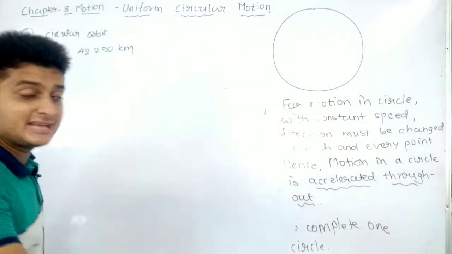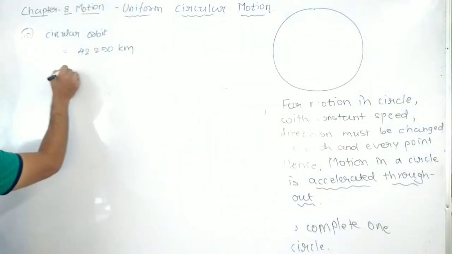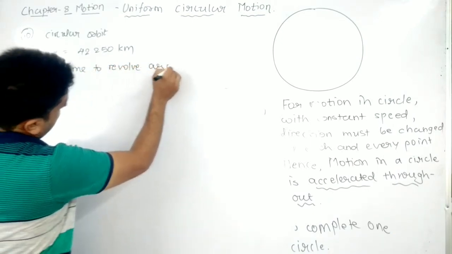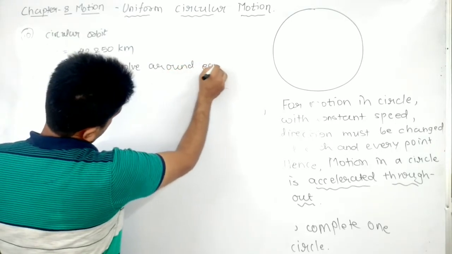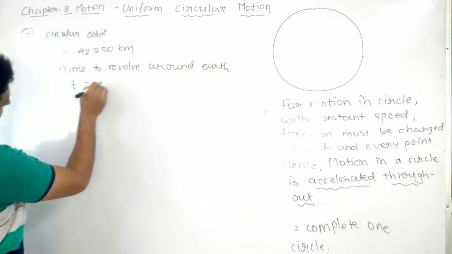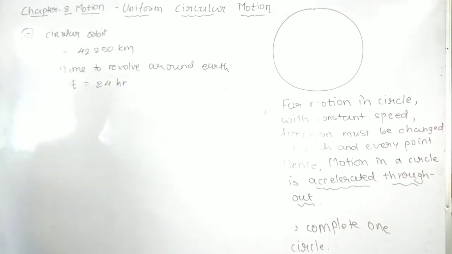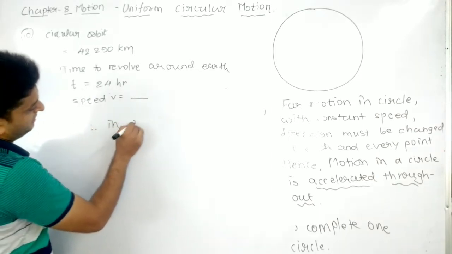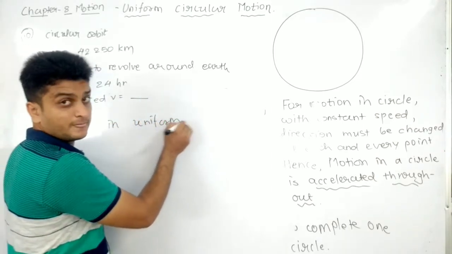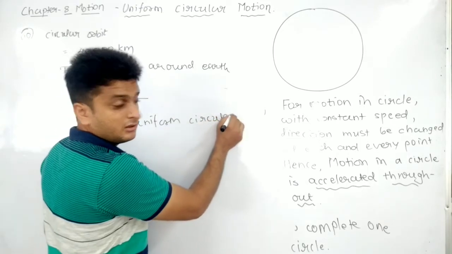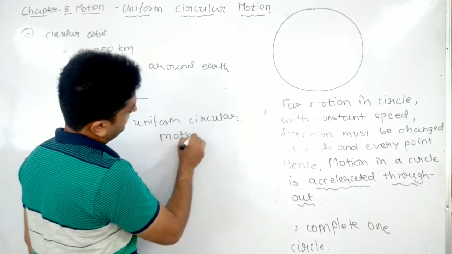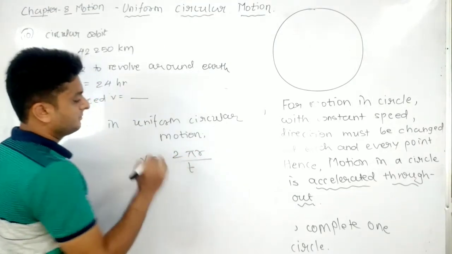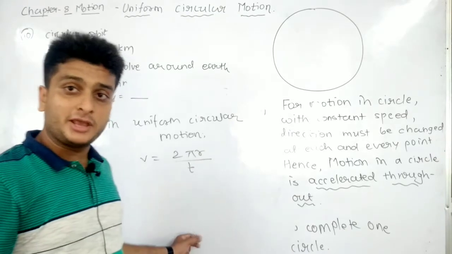So how much time does it take to revolve around the earth? I will write here. Time to revolve around the earth, that is T, 24 hours. You want to find what is the speed. So we have learned that in uniform circular motion, velocity is equal to 2 pi r by time. Yes or no? We have just seen the formula here.